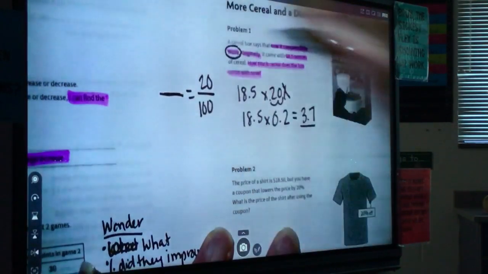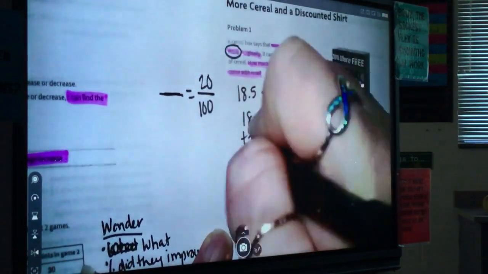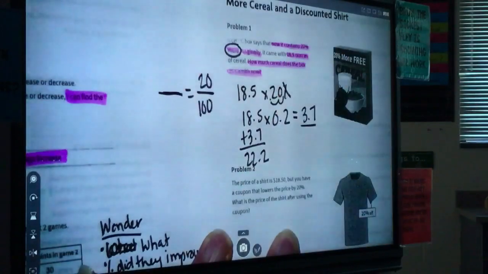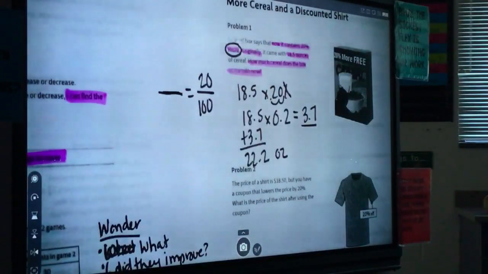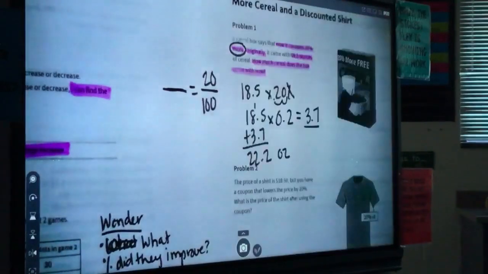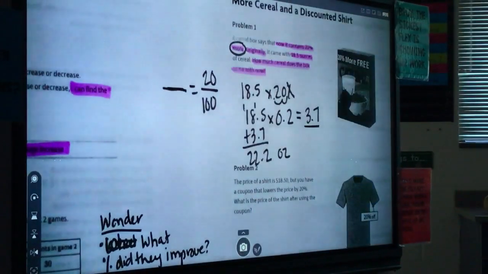So we have to do 18.5 plus 3 7/10, which gives us 22.5 ounces. That is our correct answer. So 22.5 ounces is the correct answer. That's how much the cereal box contains now.